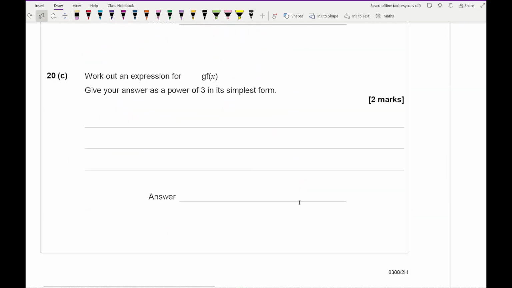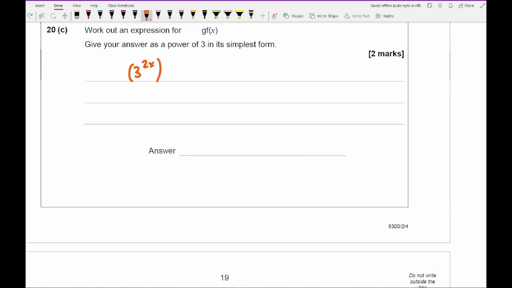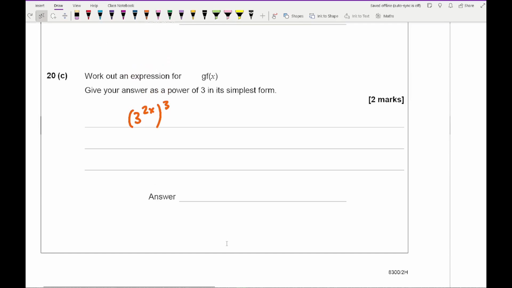It then says for 20c, work out the expression for gf of x. So this is where we're substituting f of x into g, in which we get the expression of 3 to the power of 2x, which is my f of x, and then we cube that. Now the rule of indices where we've got brackets is we multiply the powers, so that's going to be 3 to the power of 6x.